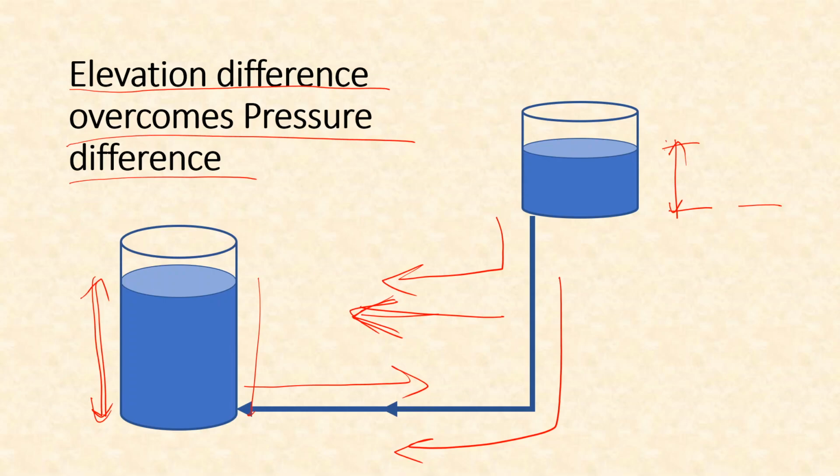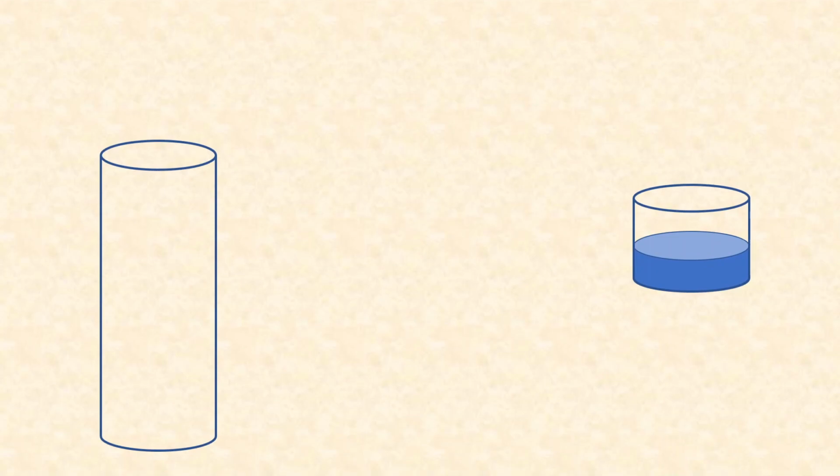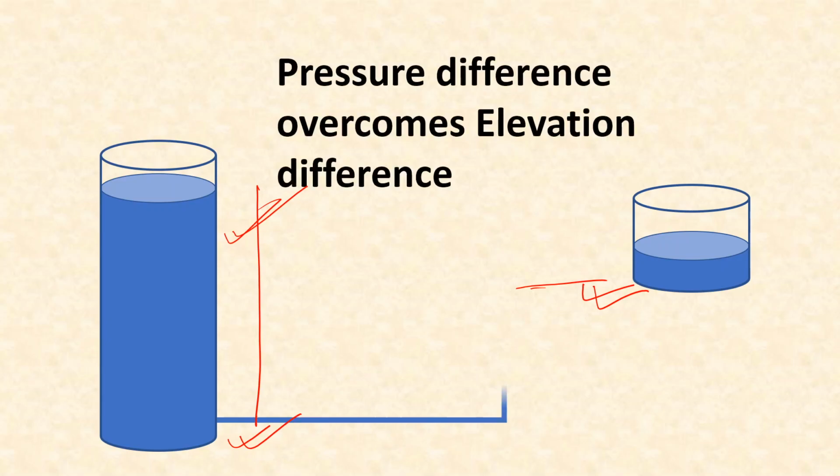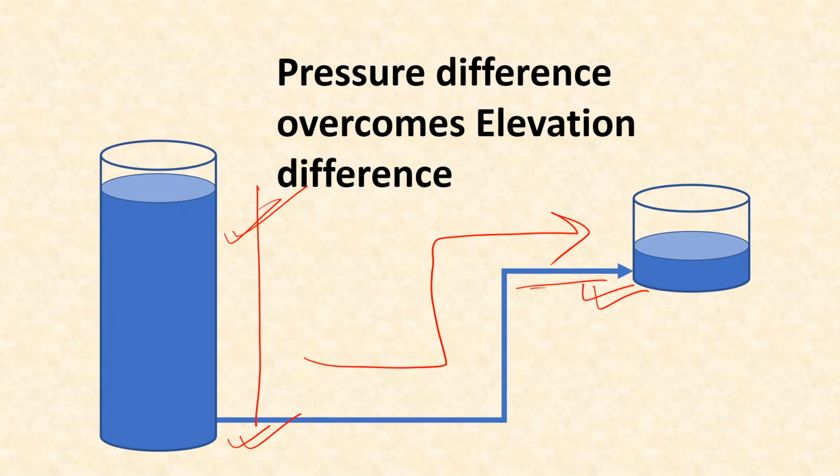Let's take another example where this tank is at a higher elevation than the base of this tank, and in this case we can increase the pressure by adding even more water in this tank, so that although there is an elevation difference, the pressure is so high that it will push water in this direction. So here pressure difference has overcome the elevation difference.